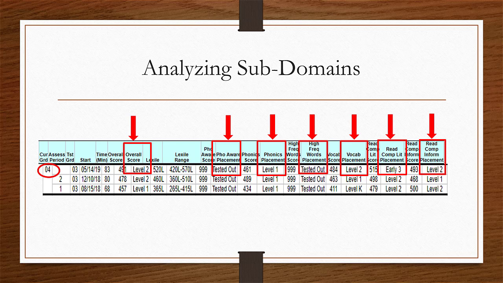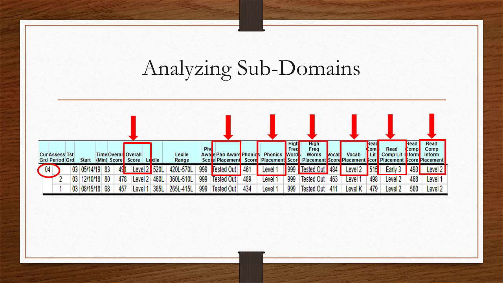Moving across the subdomains, we can see they tested out of phonological awareness, scored a level 1 in phonics, tested out of high-frequency words, and scored a level 2 in vocabulary. Taking a look at the reading comprehension scores, the student scored an early 3 in literature, but a level 2 in informational.